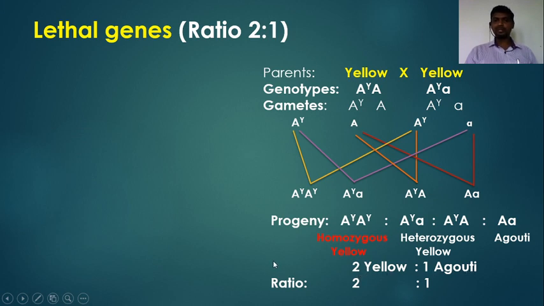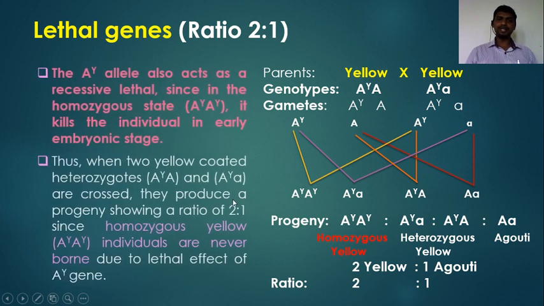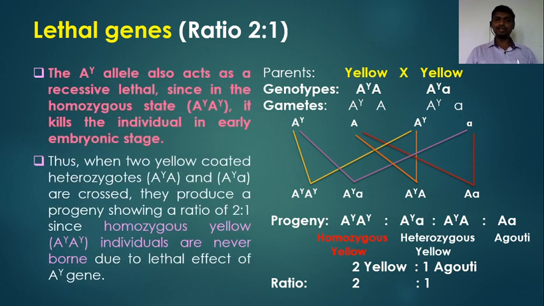So due to the lethal gene, the monohybrid ratio, that is 3:1, has been modified into 2:1 because of the death of the one homozygous individual. So this is about the lethal gene. The AY allele also acts as a recessive lethal, since in the homozygous state, that is capital AY, AY, it kills the individuals in the early embryonic stage.